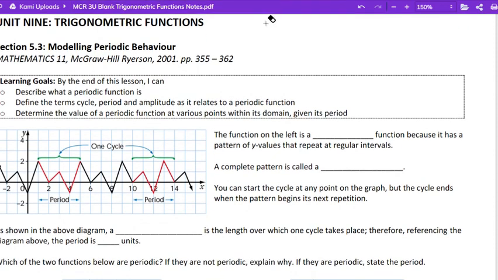Okay, so starting off, let's talk about periodic behavior. And periodic, we already talked about being repeating. So these are functions that have a repeating behavior. We're going to learn some new words, or new terms: cycle, period, amplitude, and periodic. That's it. Those are the new words we've got.